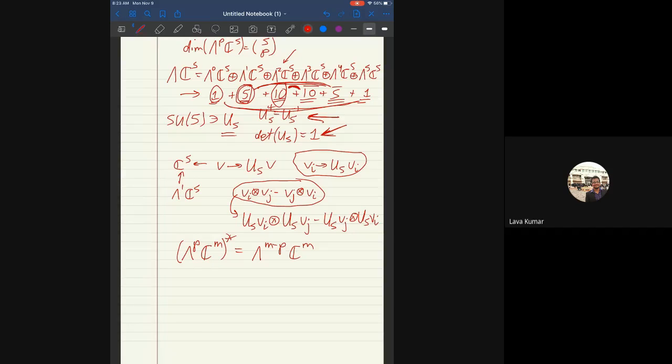Okay. So that's how lambda C5 transforms under SU5. Now let's see how to embed the standard model gauge group into SU5 and see how this representation splits up. Maybe I'll start a new page.